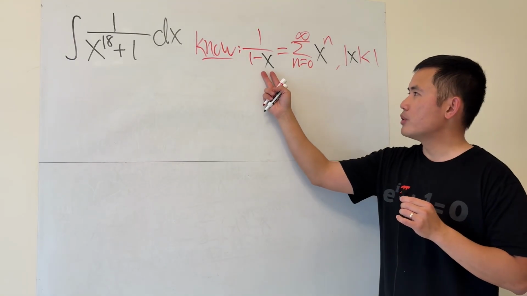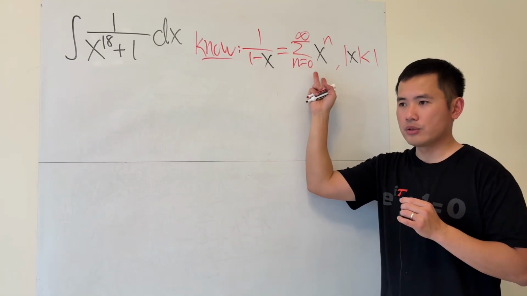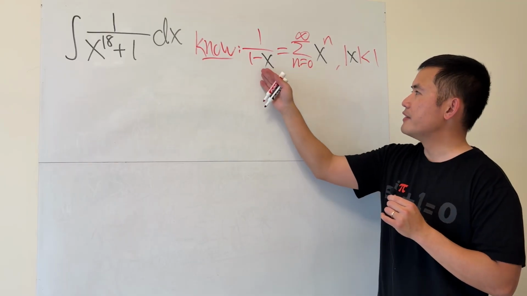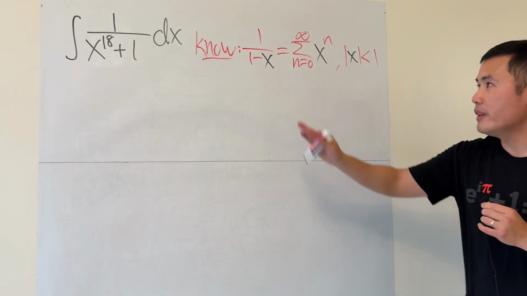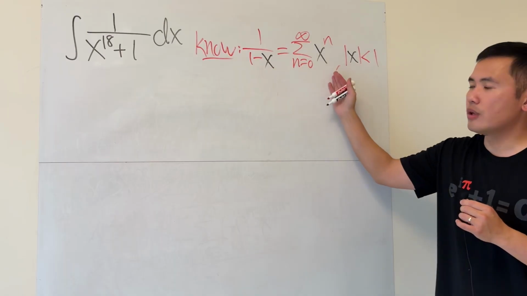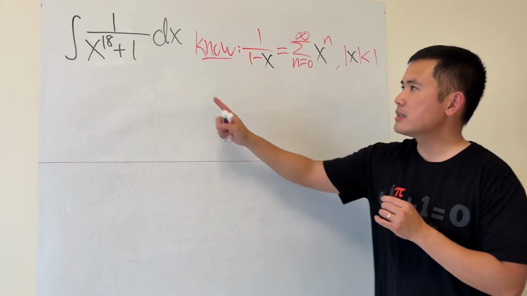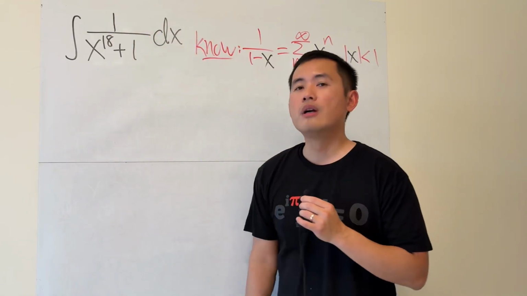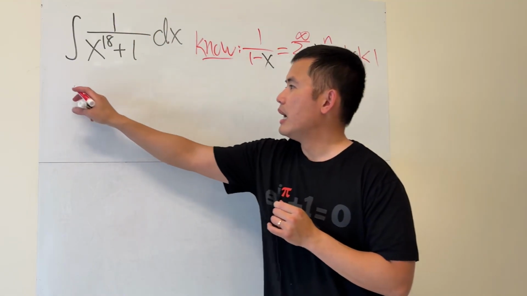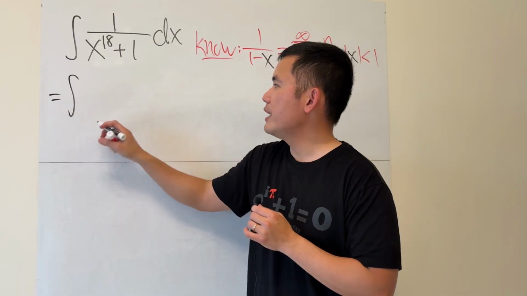So do not plug in 2 into x on the left and also on the right hand side. Do not plug in 17 into this right here. But 1/2 is okay, negative 2/3 okay, etc. So in order for us to use this, let's go ahead and just work with the 1 over x to the 18th power plus 1. Have a look. We are going to integrate.